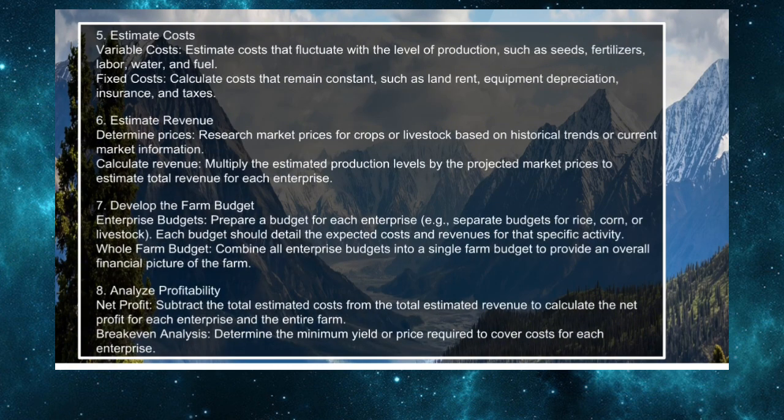Farm planning step 5. Estimate costs. The focus is on estimating costs. There are two types: variable costs, which change depending on the level of production, and fixed costs, which remain constant.